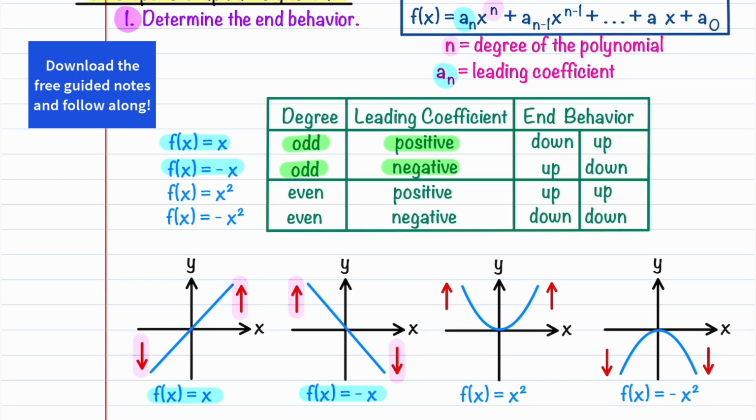Now let's look at what happens if the degree is even. If the degree is even and the leading coefficient is positive, as with the function f of x is equal to x squared, then both of the ends go up. And if our function is even and the leading coefficient is negative, as with f of x is equal to minus x squared, then it's just the opposite and both of the ends go down.